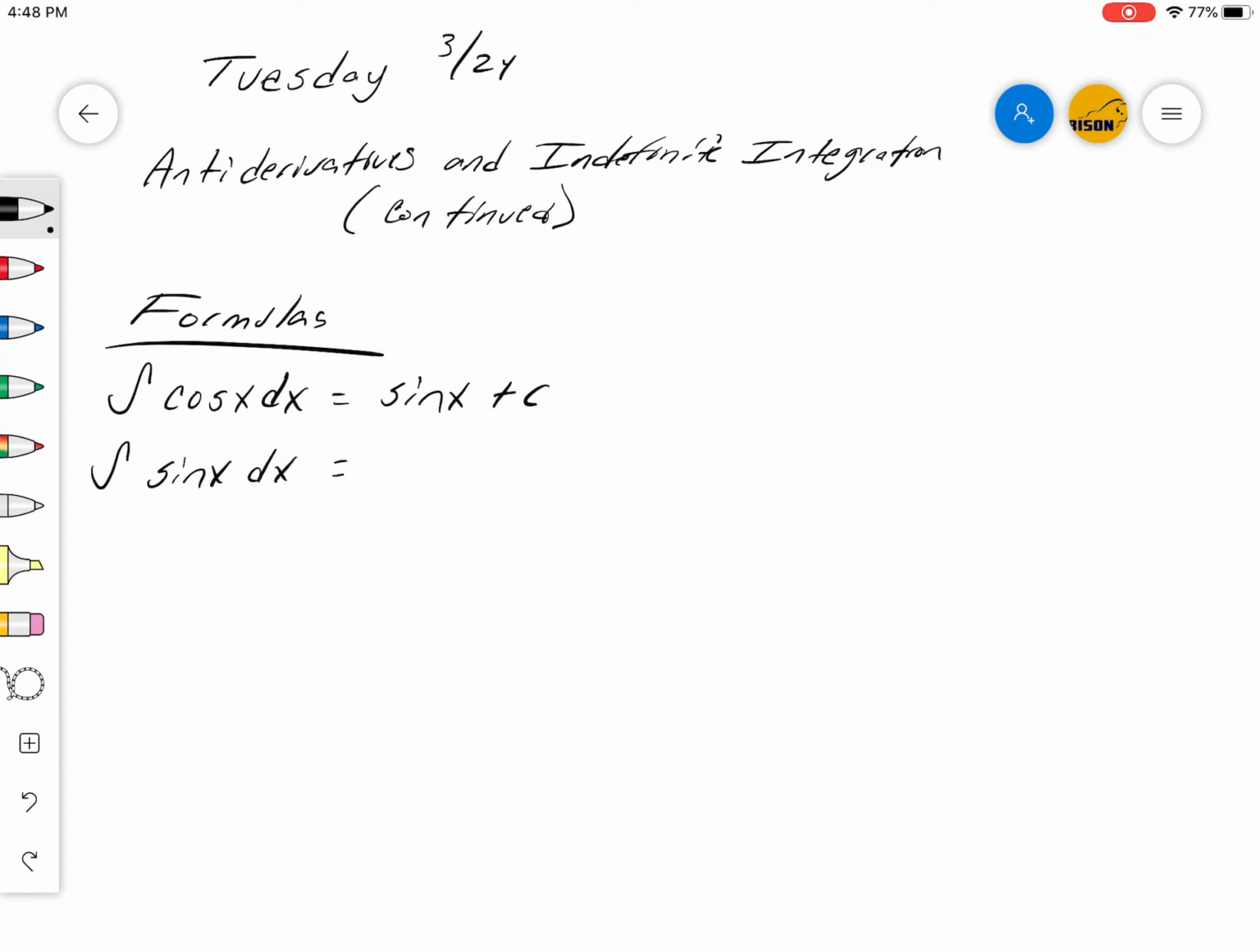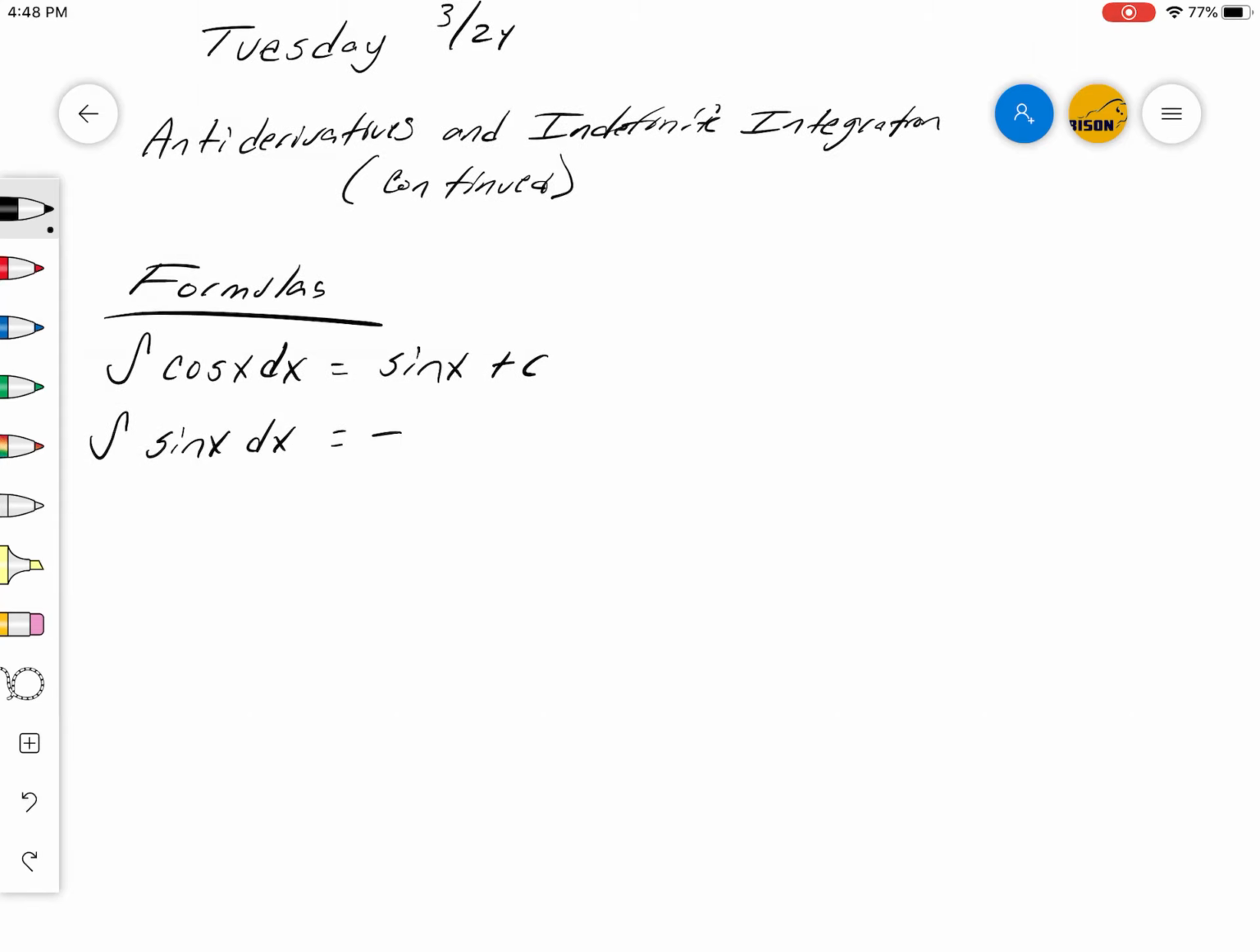Think back about what you would have to take the derivative of to get sine x, and that would be taking the derivative of cosine x. So cosine x, the derivative of that would be negative sine x, but we have regular sine x, so we can say that that is negative cosine x plus c.